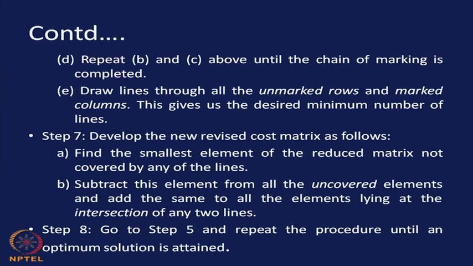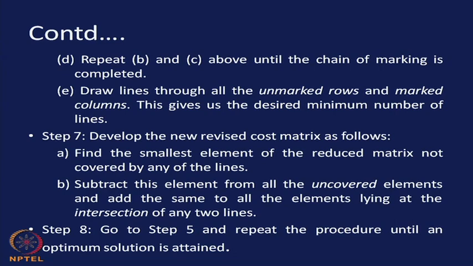Then after you have completed step 6, in step 7 you have to develop the revised cost matrix. How? Find the smallest element of the reduced matrix not covered by any of the lines. So, among the cost coefficients which are not covered by the lines, find out the smallest element among them. Subtract this element from all the uncovered elements, that means where a line is not passing, and add that element to all the elements lying at the intersection of any two lines.